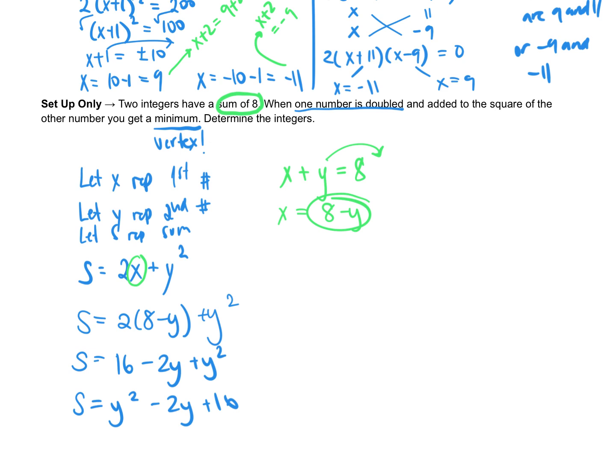I could have also isolated for y and had 8 minus x, but then when I write my equation, I would have 2x plus (8 minus x) squared. So I'd have to do some distributive property with the binomials to get it into standard form, but either way would be perfectly fine. And that's it for this vertex form specific application video.